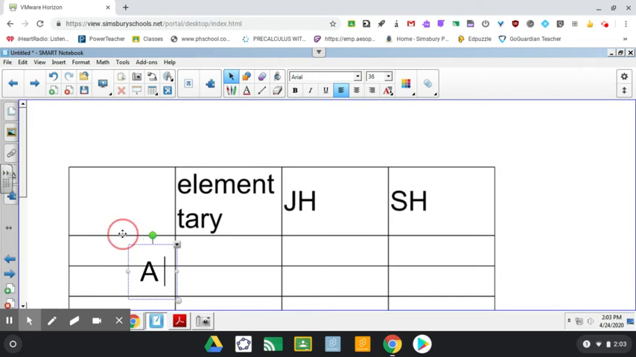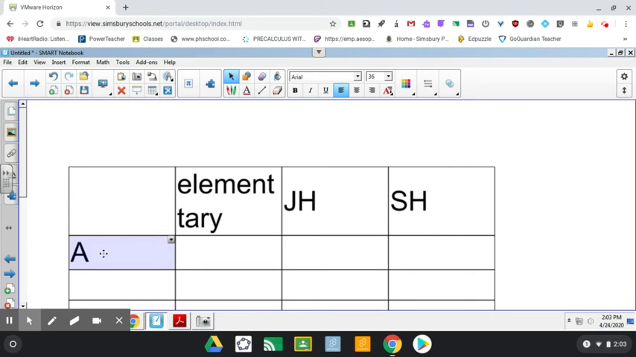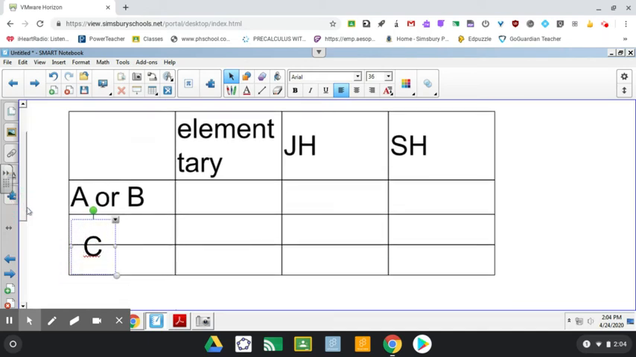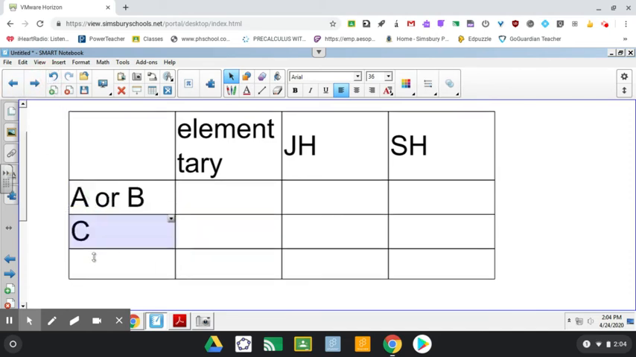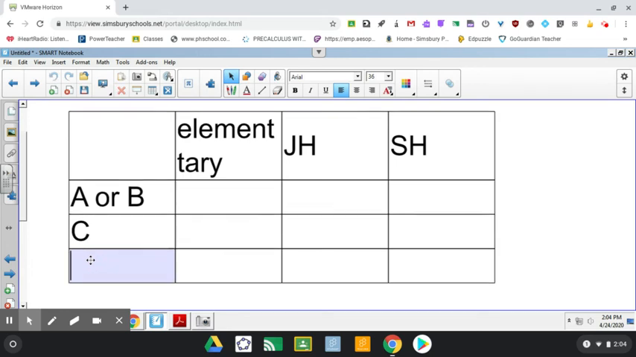Oops. Go into your home. Okay. A or B. C. Oh, go in the box. Sorry. I get very impatient with technology sometimes. No. Okay, C. And then this is D or F. Of course, that one worked.